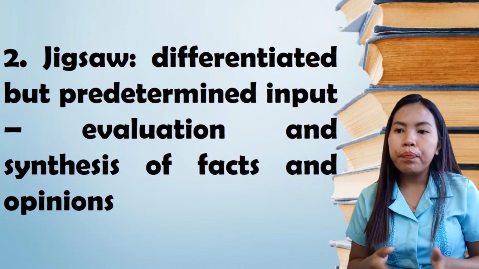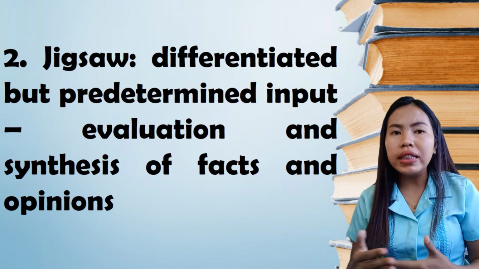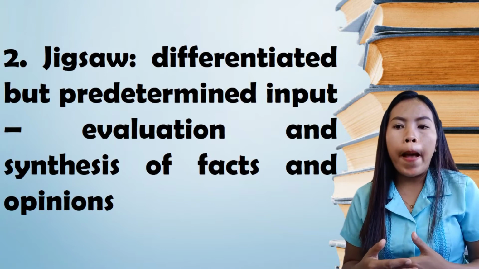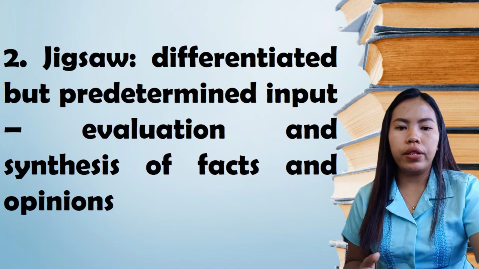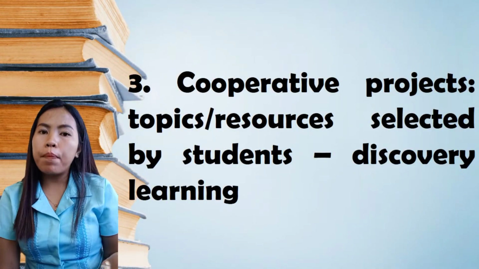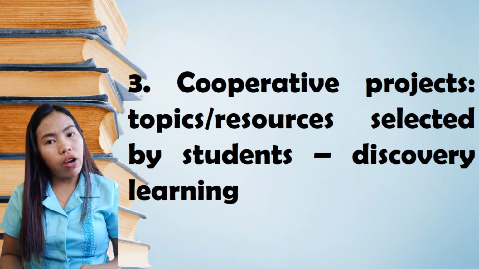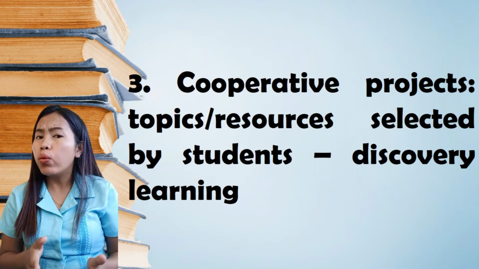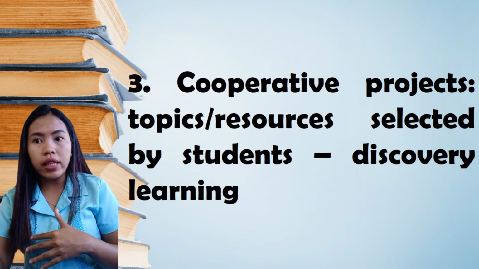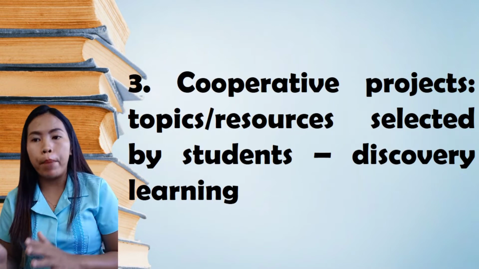Partners have data in the form of text, tables, charts, and so forth, with missing information to be supplied during interaction with another partner. And for the third one, we have the cooperative projects or the topic resources selected by students' discovery learning. In this one, topics may be different for each group, unlike the team, right? And then students identify subtopics for each group member.